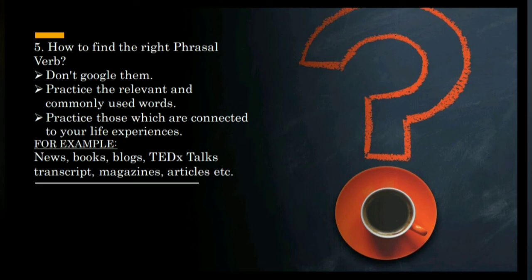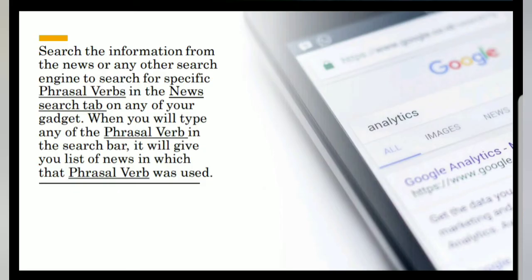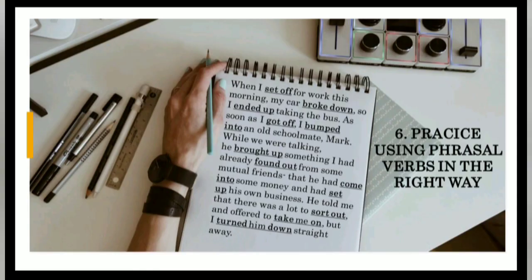The fifth important thing is how to find the right phrasal verb. Well, you don't need to Google them, otherwise you'll get frustrated. You should practice the relevant and commonly used words in your daily life, or you can practice those connected to your life experiences, for example, through books, blogs, TED Talks, transcripts, magazines, articles, etc. You can even search on the Google search bar, where you can type a word and multiple news items will appear in front of you. You can open up that news and find multiple different words including phrasal verbs. So this exercise is very important, and if you do it, definitely you can learn a lot.